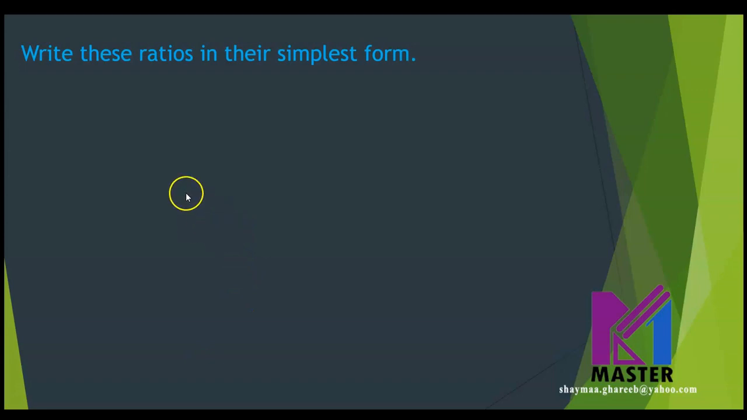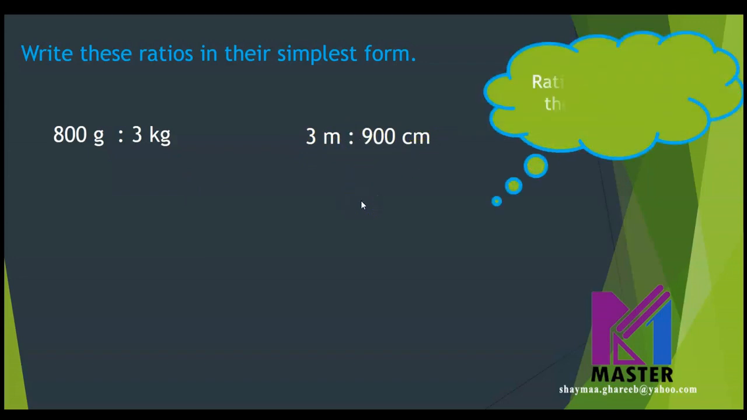Now look at this question. Write these ratios in their simplest form. I have 800 grams to 3 kilograms and 3 meters to 900 centimeters. It's really important to know that the ratio should have the same unit. When we simplify ratios, make sure that both numbers are the same unit.